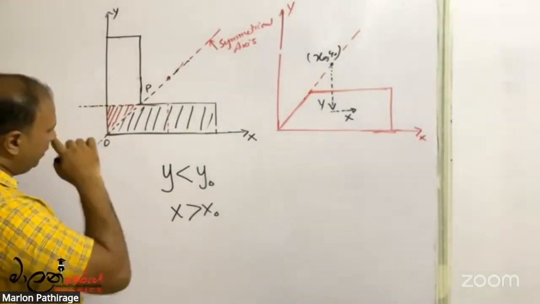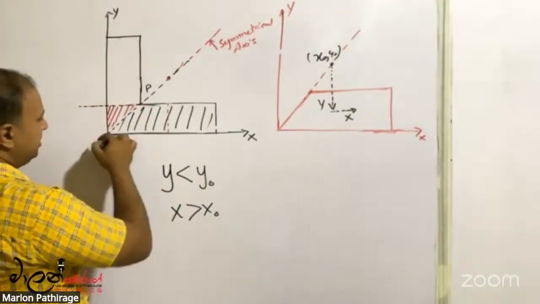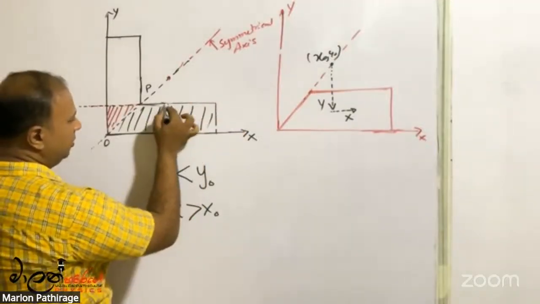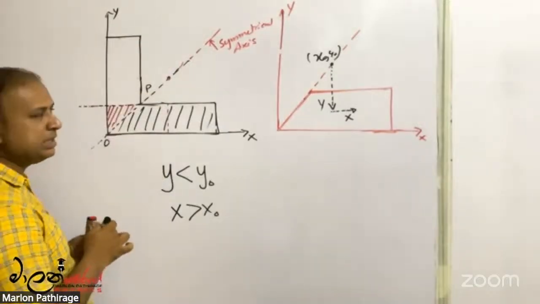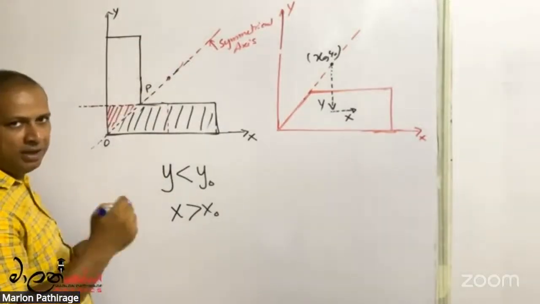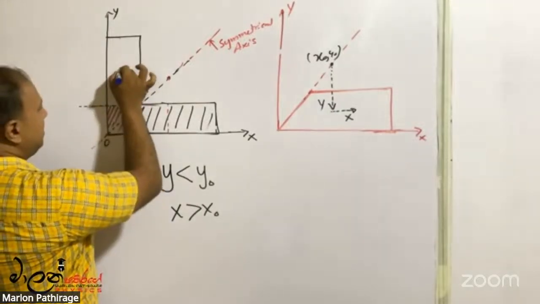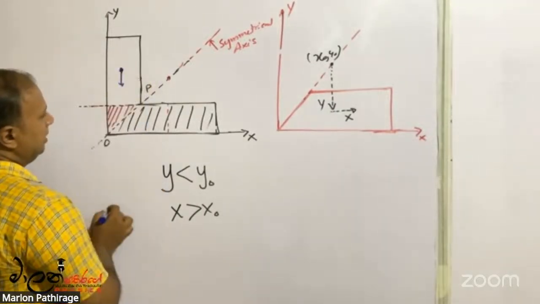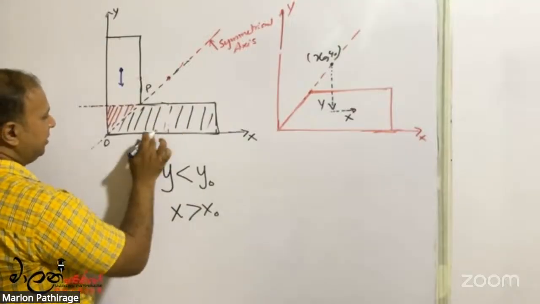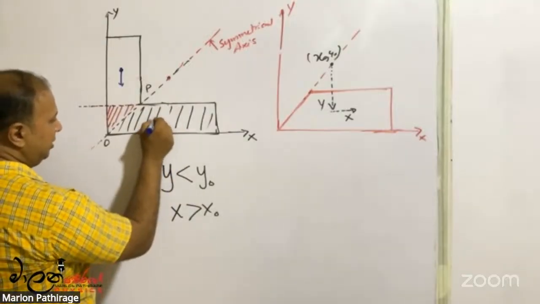Now I can divide this part into two segments. One is this rectangle, the other one is the upper rectangle. The center of gravity of the upper rectangle should be at its center. The center of gravity of the lower rectangle should be at its center.